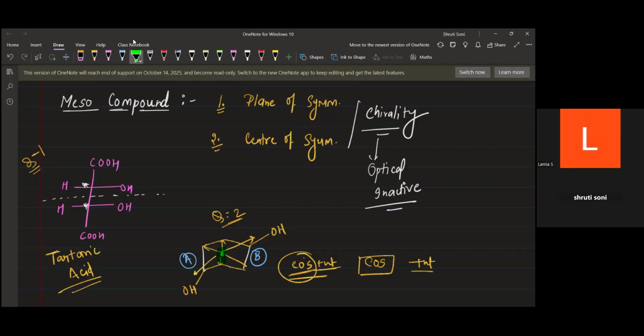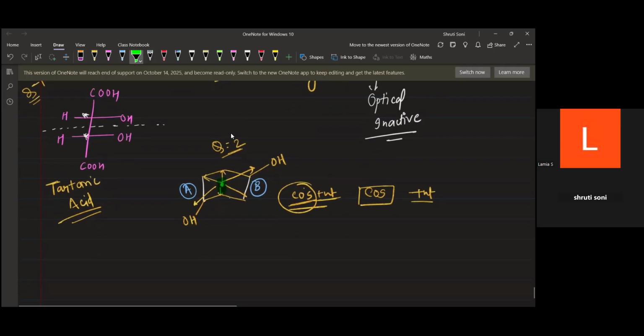So that's how we identify a meso compound. Do you understand what meso compounds are? So is this achiral? Achiral, yes. How would you define achiral? Like there are no stereocenters? Is that what it is?